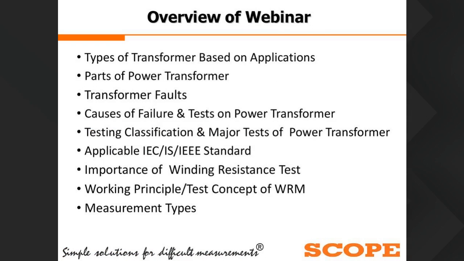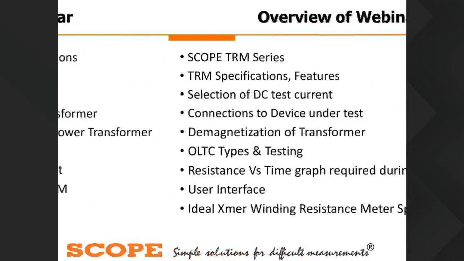So the overview of today's webinar is: we will see the types of transformers based on applications, parts of the power transformers, transformer faults, causes of failure and tests on the power transformers, then testing classifications and which major tests we need to conduct on power transformers, then applicable IEC, Indian standard and IEEE standards, then the importance of the winding resistance test, a brief about the working principle and test concept of winding resistance measurement, then measurement types.